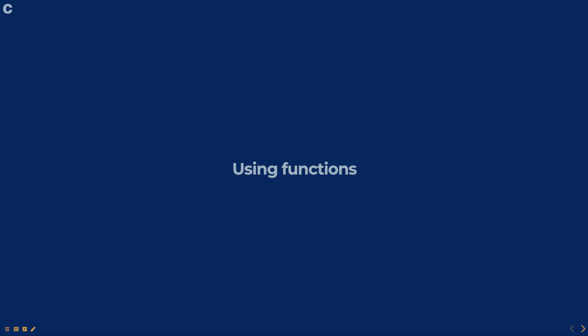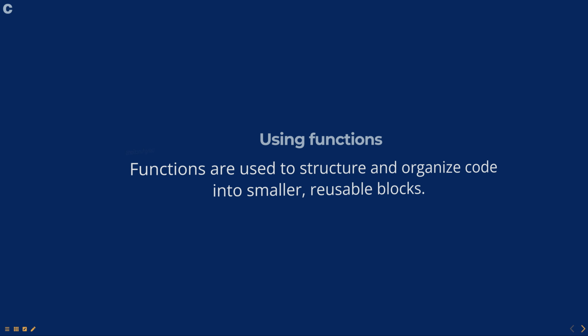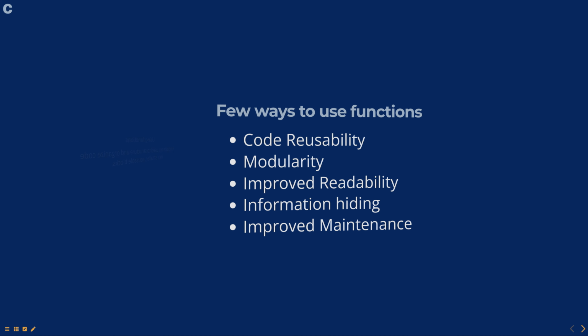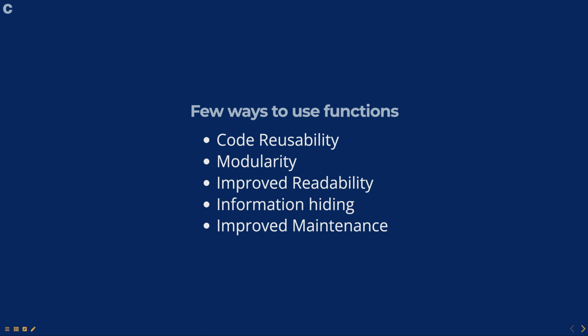Hello everyone. Today we are going to talk about using functions, part of programming in C course. Functions are used to structure and organize code into smaller, reusable blocks. Functions help to make code easier to understand, debug, and maintain. Here are a few ways to use functions in C programming.